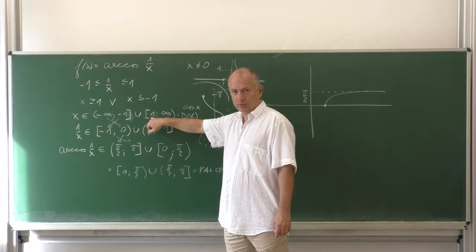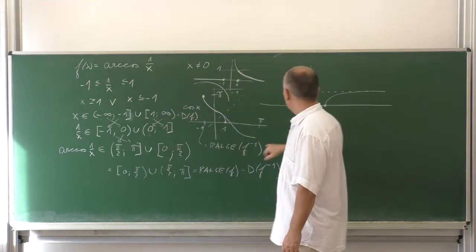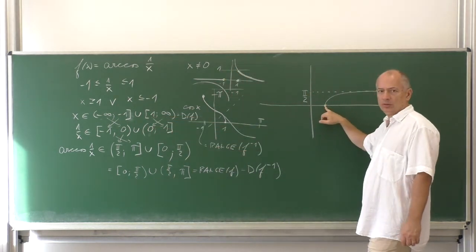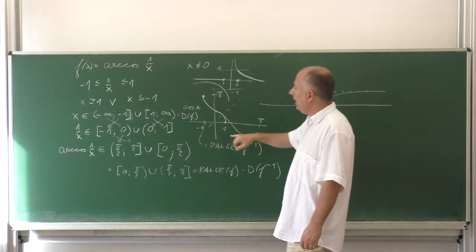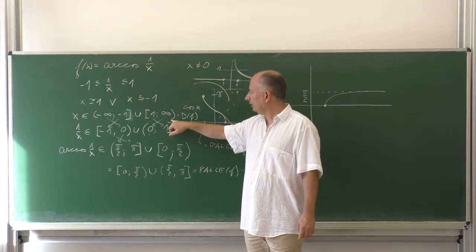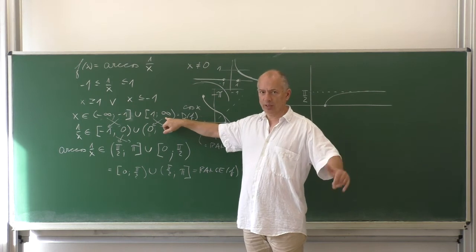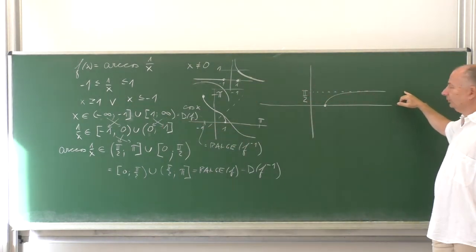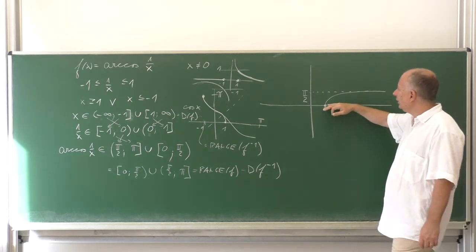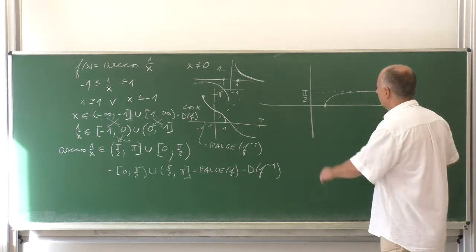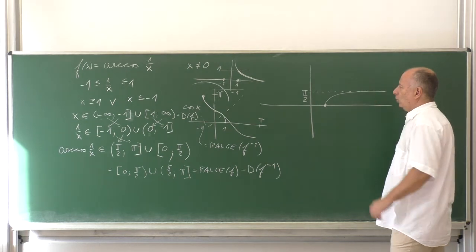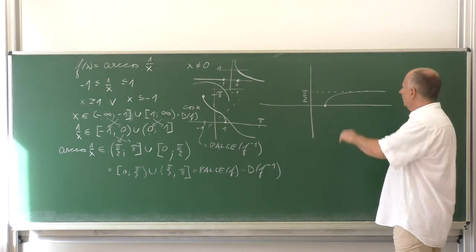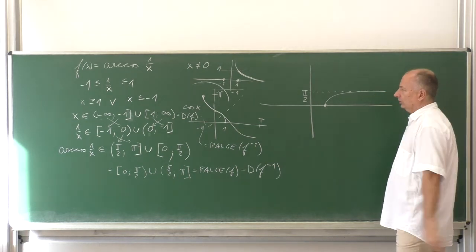One does belong to the domain, so this point does belong to the graph. And here we have the open bracket. Infinity is just a symbol, it's not a number. So there is no endpoint of this branch of the graph. It approaches asymptotically the line y is pi half, but it has no endpoint.